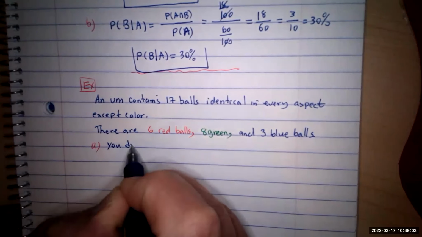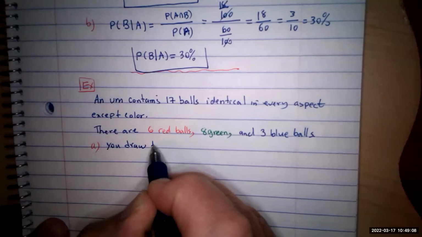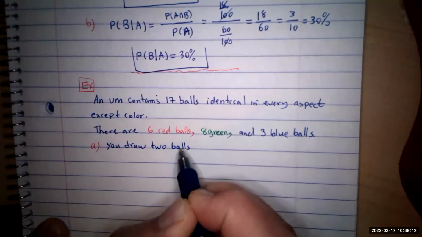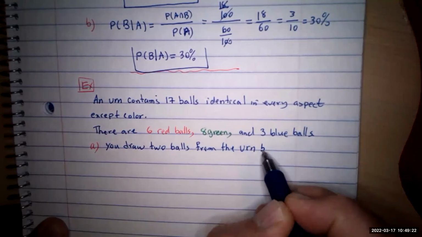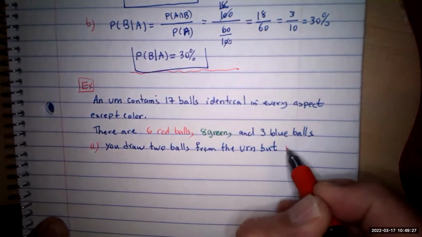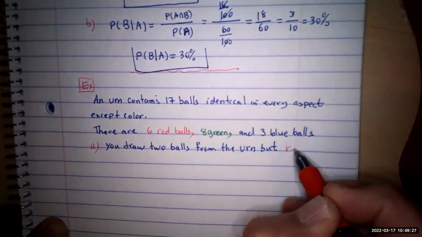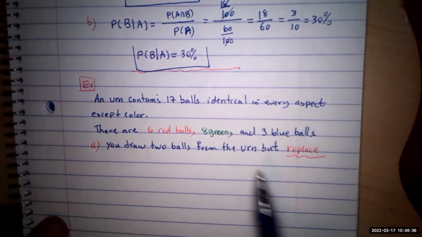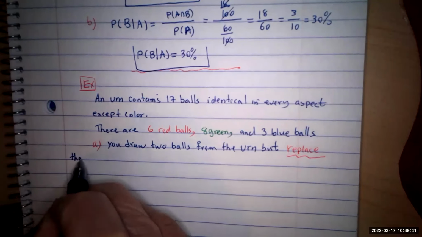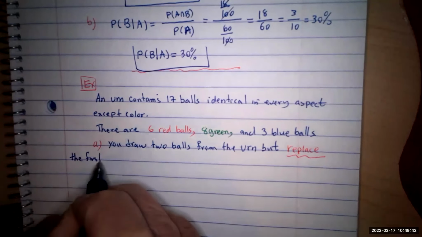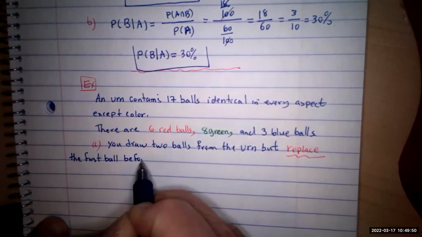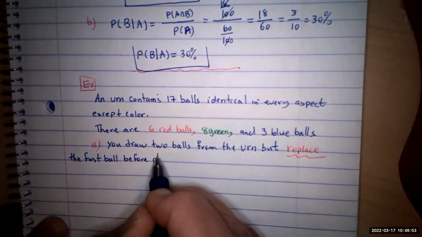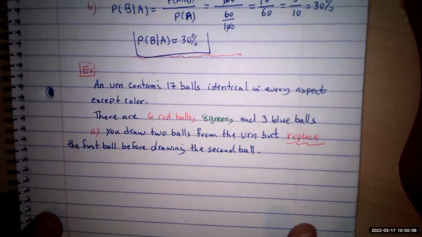So you draw 2 balls from the box. But that's the point that you have to consider: replace. As soon as they say replacement, this means that the events are going to be independent. Replace the first ball before drawing the second ball. So this means you did it with replacement, so the situation is going to be independent events.